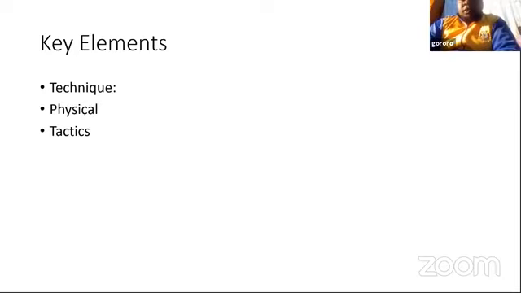So the key elements of a good training session include the technique, the physical preparation, as well as the tactics. When we're talking about technique, we're talking about the execution of a skill. Physical is preparing the body to solve certain physical challenges. And with tactics, we are talking about how we're going to achieve our goal, working together as a team, like the strategy.